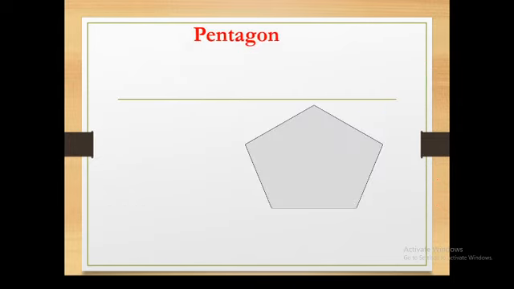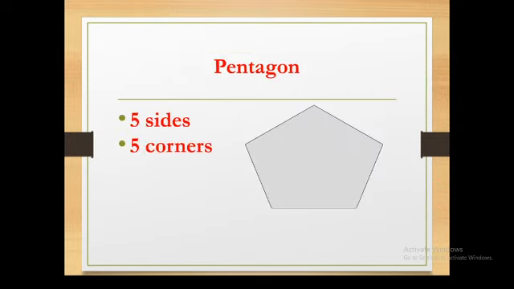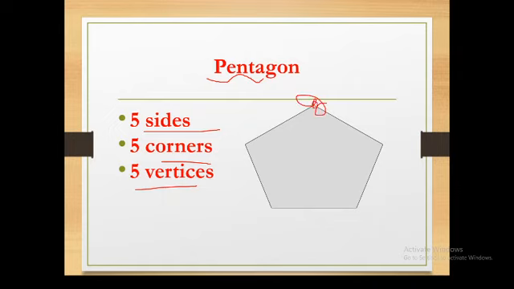Now next one is pentagon. Now what does pentagon mean? Penta means 5. So it has 5 sides, 5 corners and 5 vertices. These are the vertices. These points, they are the vertices. Where two sides meet, where two sides join together, they are called vertices.